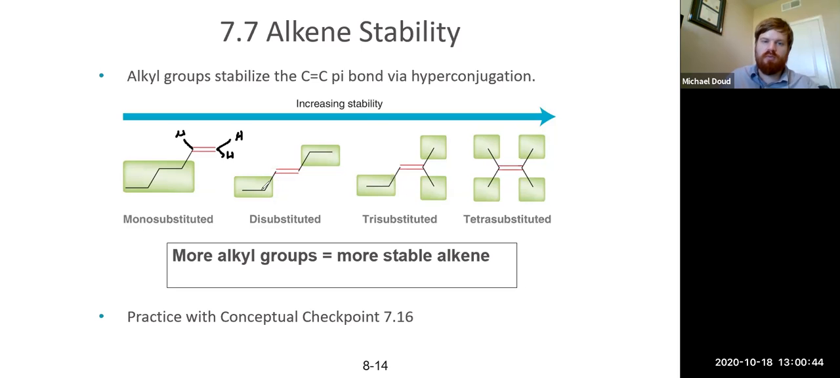Here there are 2 alkyl groups, that's what we call disubstituted, 3 alkyl groups, that's trisubstituted, and then finally 4 alkyl groups, that's tetrasubstituted. The tetrasubstituted is going to be the most stable out of any of these because it can hyperconjugate with 4 different alkyl chains, whereas this can only do that with 3 chains, this can only do that with 2, and this can only do that with 1. So that is just something to keep in mind about the stability of alkenes.